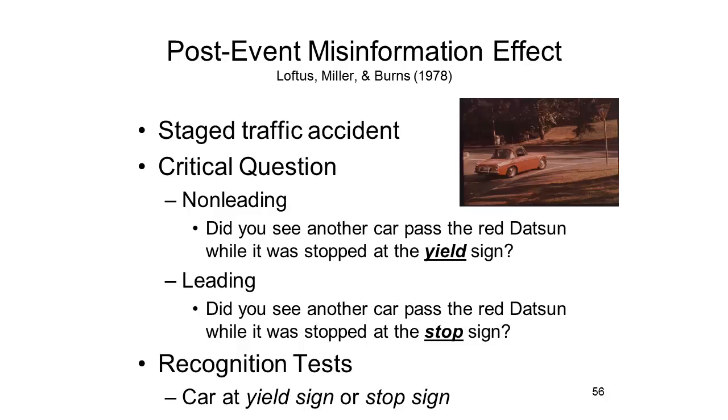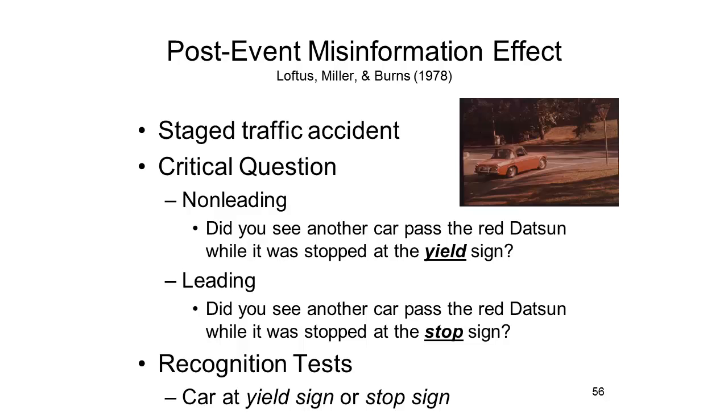Half the subjects in the experiment get a non-leading form of that question. Did you see another car pass the red Datsun while it was stopped at the yield sign? Because after all, it was stopped at the yield sign. But the other half of the subjects get a leading question. Did you see another car pass the red Datsun while it was stopped at the stop sign?